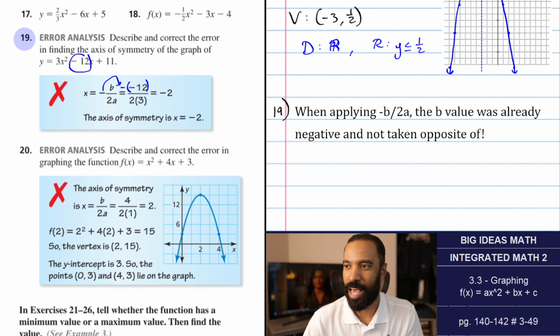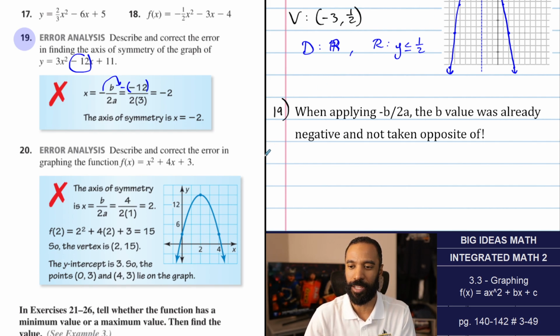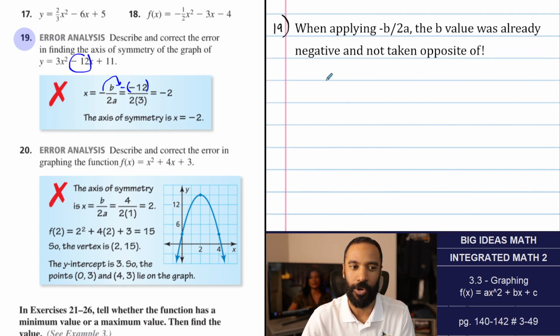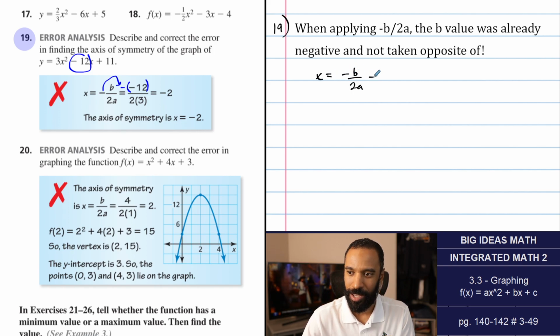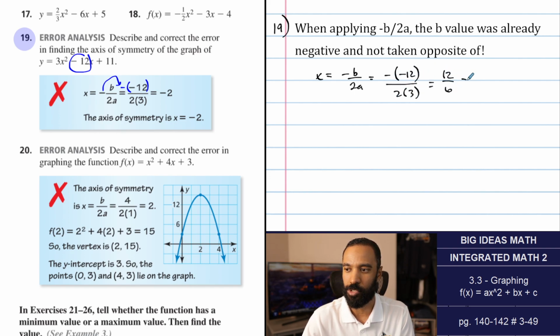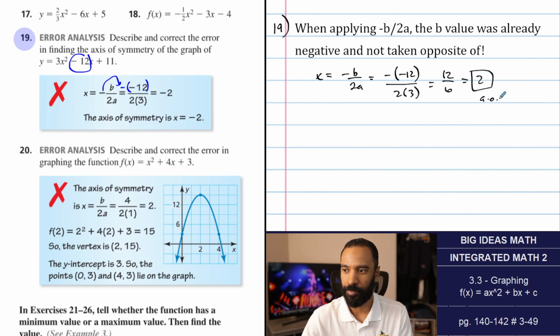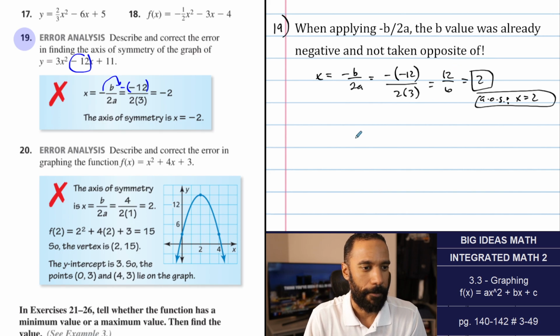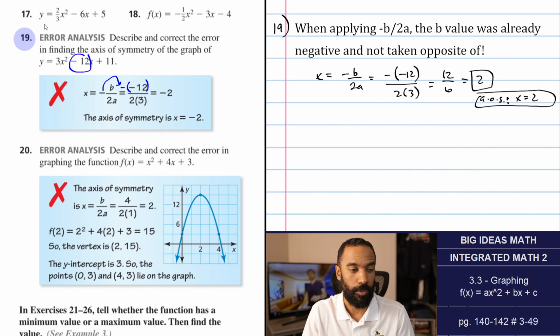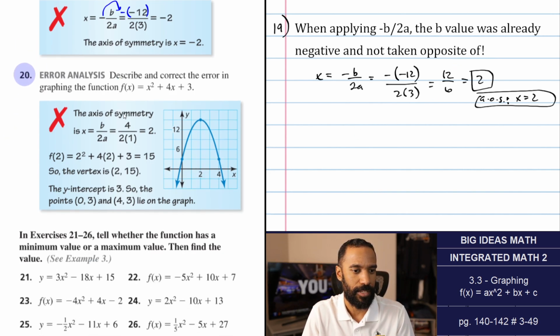So let's go and fix that. Everything's going to be the same except putting a negative, which just changes the sign. So the x value, the vertex, will be negative b over 2a, which is the opposite of negative 12 over 2 times 3, which is positive 12 over 6, which is positive 2. Axis of symmetry, whoops, x equals 2. Okay, that's number 19. And that's good that we call that thing out, right? That's something that is missed often.